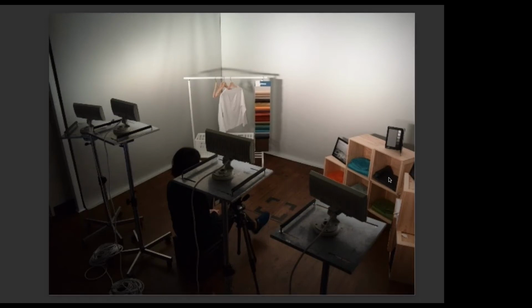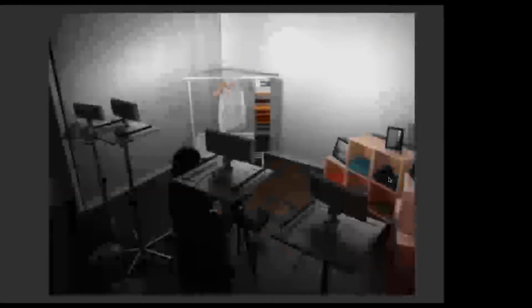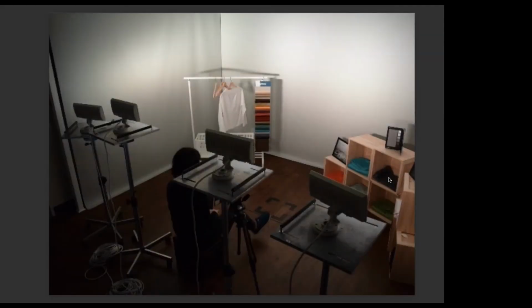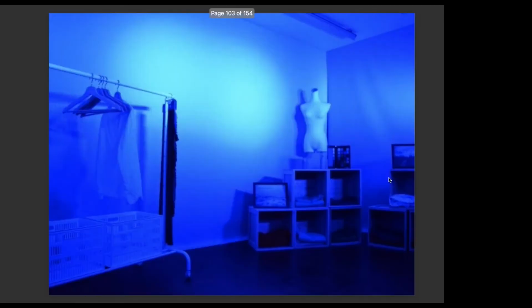Here I would like to show you our second study regarding color immersion in interior lighting. This is the experimental room we used in this study. We used different colored light sources in this room.